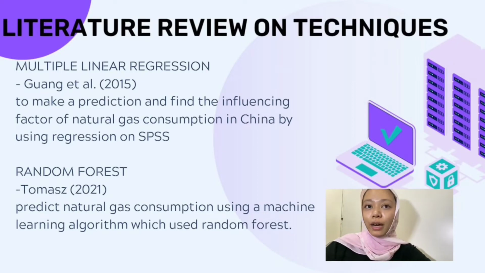A study was made by Thomas in 2021 to predict the natural gas consumption. The result obtained is that random forest is the best algorithm to predict the demand of natural gas because the random forest has the lowest value of error. That's all for me. I will pass to the next presenter.